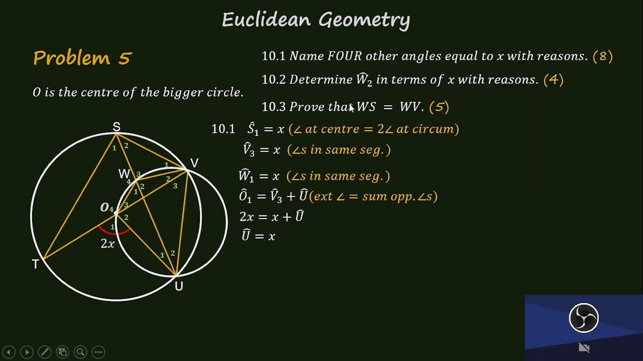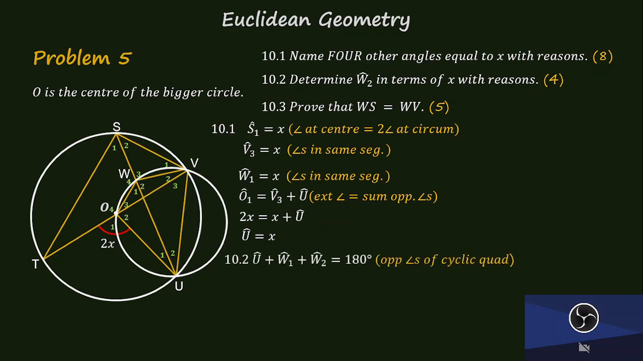10.2, determine the value of W2 in terms of x and also give reasons. W2 is this. There are many approaches we could follow here, but let's look at this cyclic quad in the smaller circle. It is a cyclic quad because all the 4 vertices O, W, V, U touch the circle. It's a 4-sided figure whose 4 vertices touch the circle. We have the value of U, it's x. We have W1, it's x. So the only missing thing is W2, and this is what we're looking for.